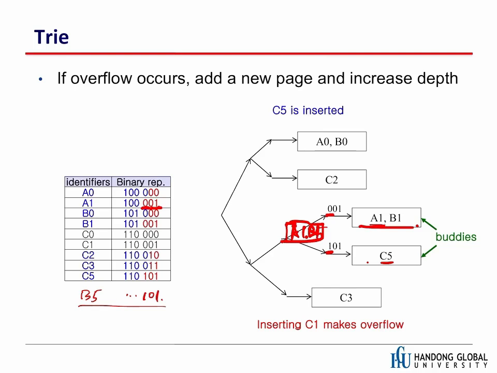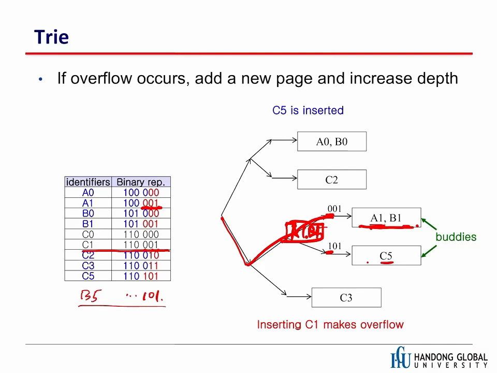Now let's insert c1 again. And the c1 is here. Then 1 0 0, so 1 0 and 0. So c1 is going into this bucket. We have an overflow problem again. Then what should we do? We do the same thing recursively.